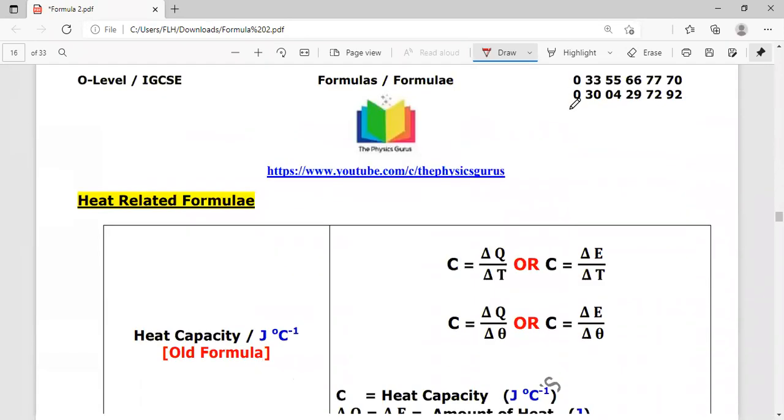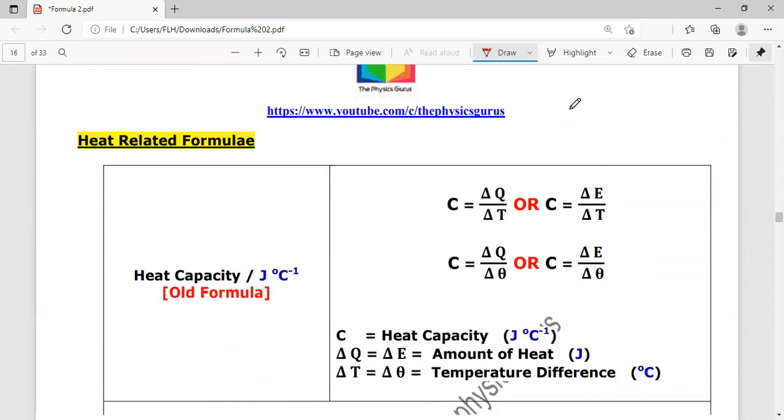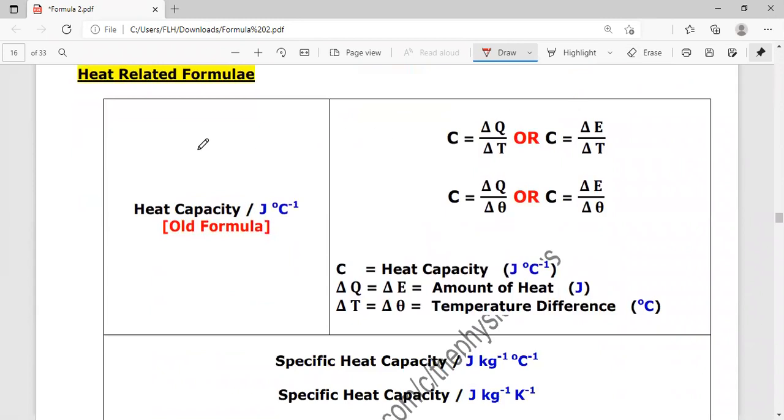The next formula is related with the topic heat. Heat capacity formula, this was the old formula, and it will be equal to delta Q over delta T. Heat capacity is always represented by capital C, where capital C represents heat capacity. Delta Q can also be represented by delta E, amount of heat. Delta T can also be represented by delta theta, and it stands for temperature difference. And this will be equal to final temperature minus initial temperature.